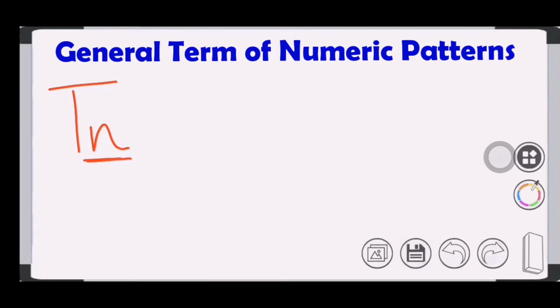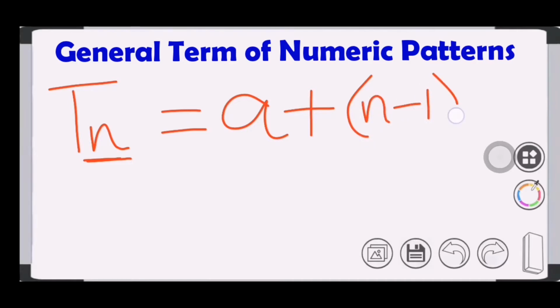So the general term Tn, T for term and n for the position, is given by A plus into bracket n minus 1 and a D. So that is the formula. I'm going to explain how this works.